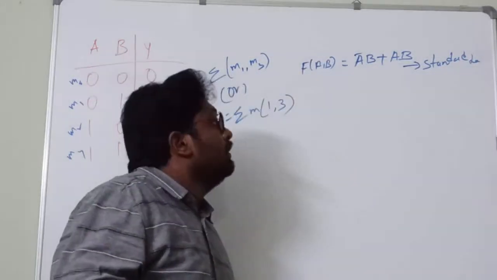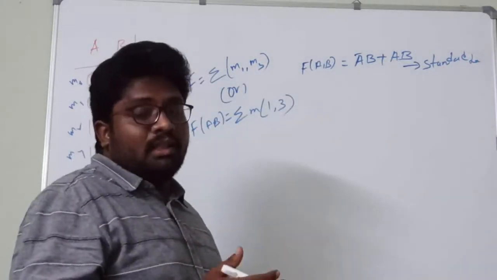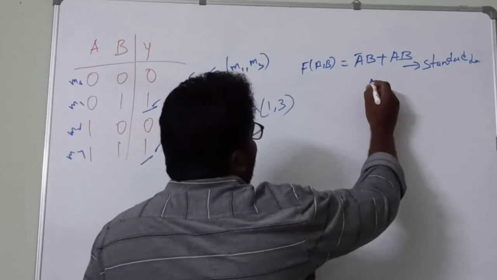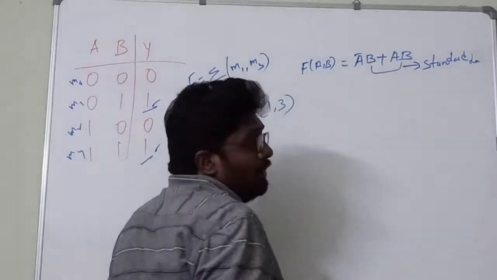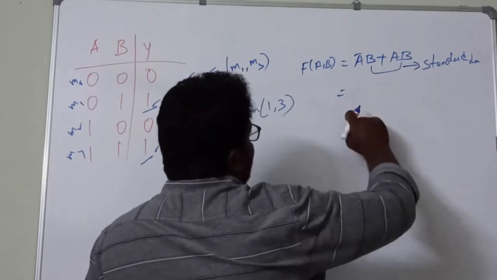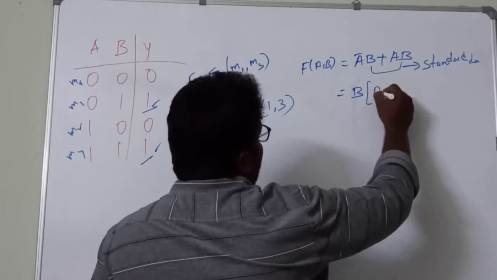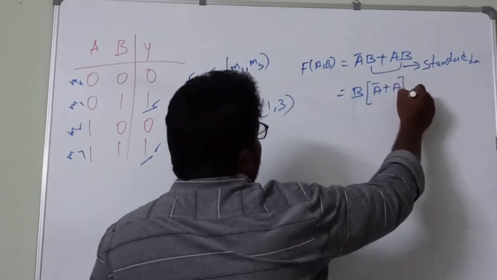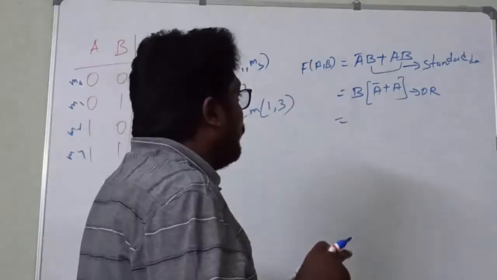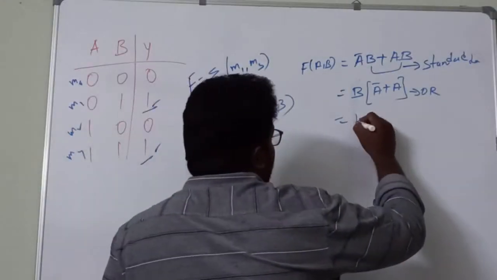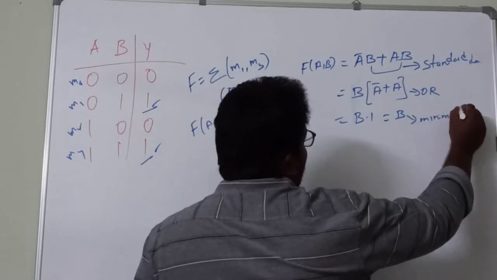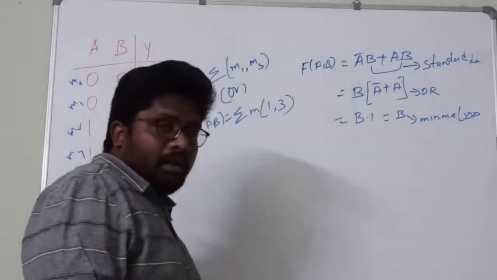To get the minimal form, we reduce this expression. So now let us see. If you observe here, we have b as common in both terms, that is a complement b and a b. So I am taking b as common, then I will be left with a complement plus a. By using the OR rule, a complement plus a will become 1. So that is b into 1. The final expression is b, which is the minimal SOP.